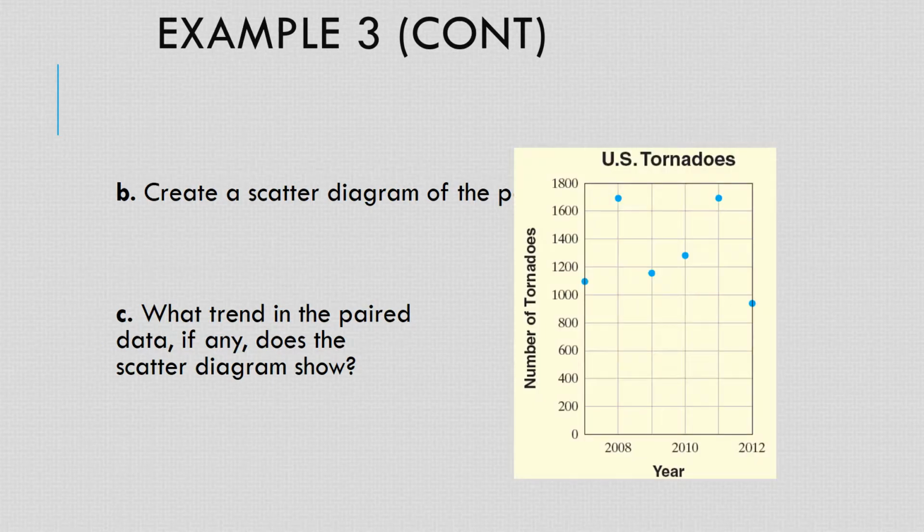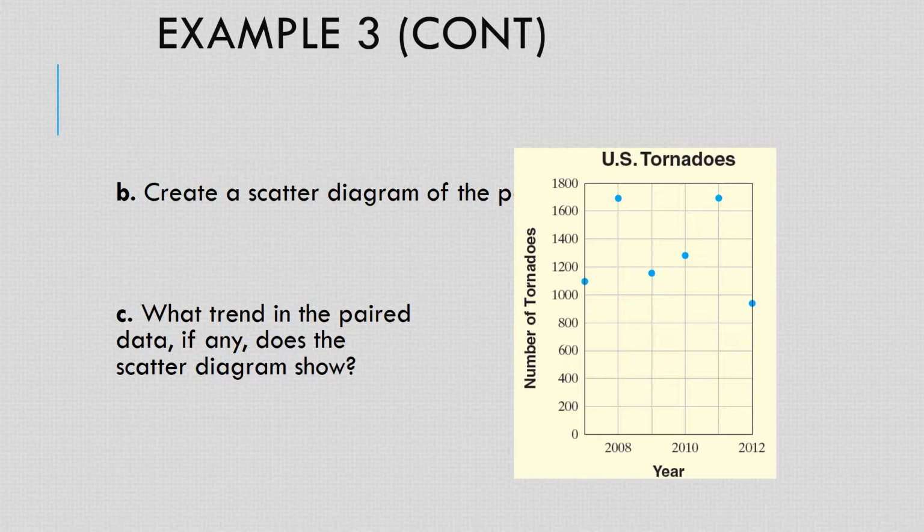So then I'm going to plot the points. Notice how I'm only in quadrant 1. The reason why I'm only utilizing quadrant 1 is because we only have positive values. We're talking about time and tornadoes. You can't have a negative year and you can't have negative tornadoes. So therefore, we only are in quadrant 1.